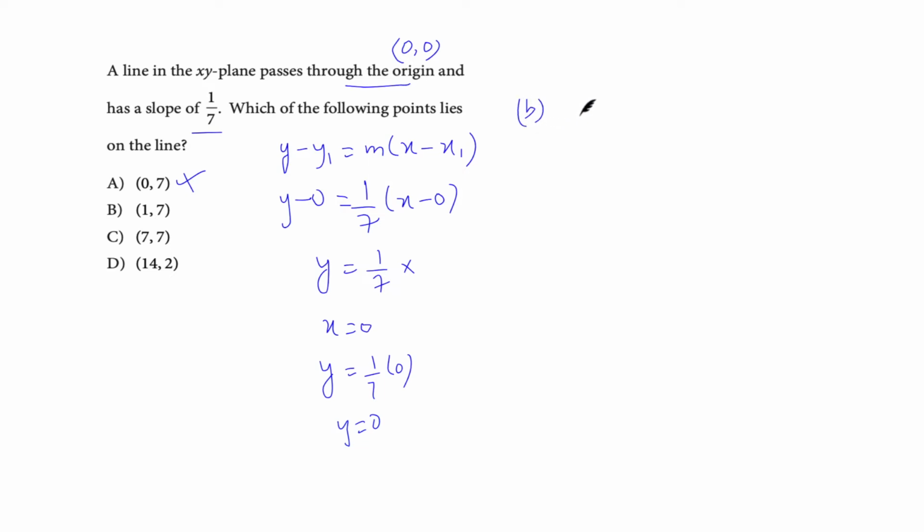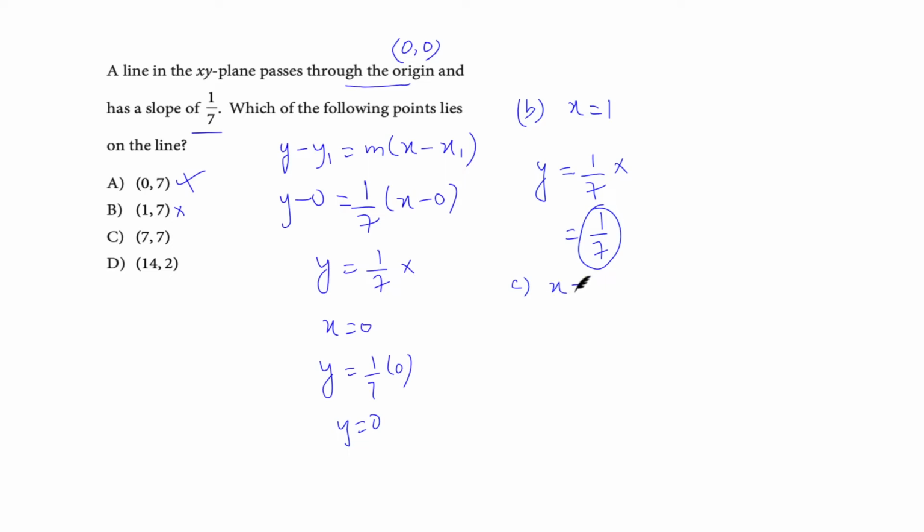If I replace x with 1, what do I get? This is my equation, 1 over 7x. If I replace x with 1, I will get 1 by 7. Again, this is wrong. This is 7. I need to get 1 by 7. Let's start with option choice C.